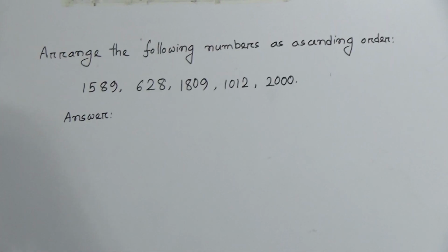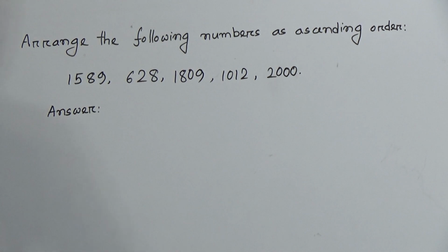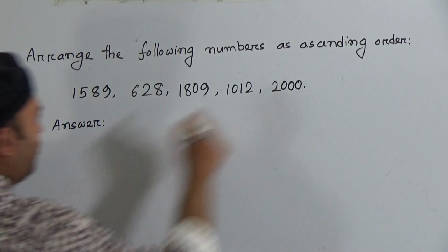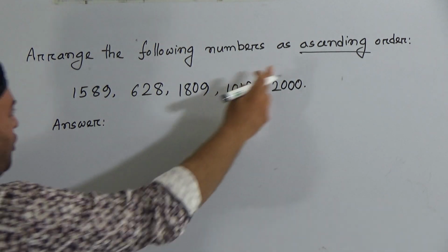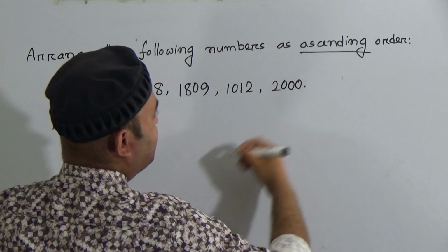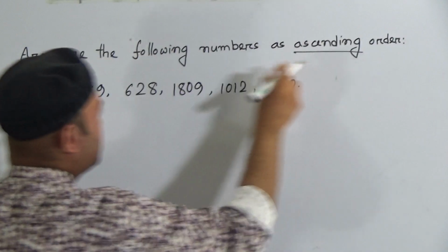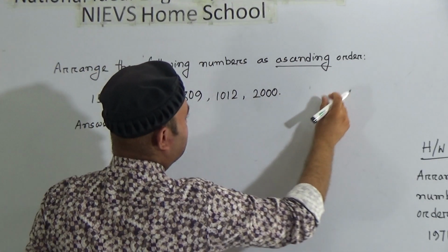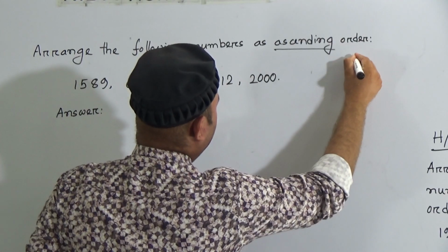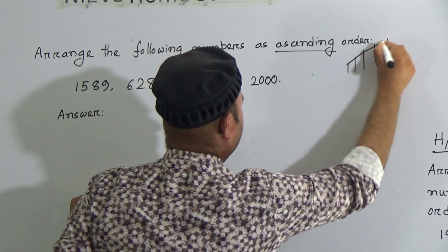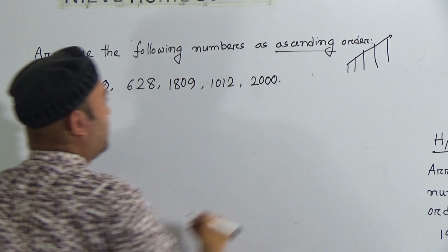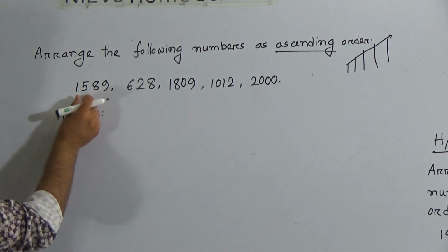Here is a question. Arrange the following numbers in ascending order. My dear students, first of all we have to know what ascending order is. Ascending order means arranging some numbers from smaller to bigger. This is ascending order.